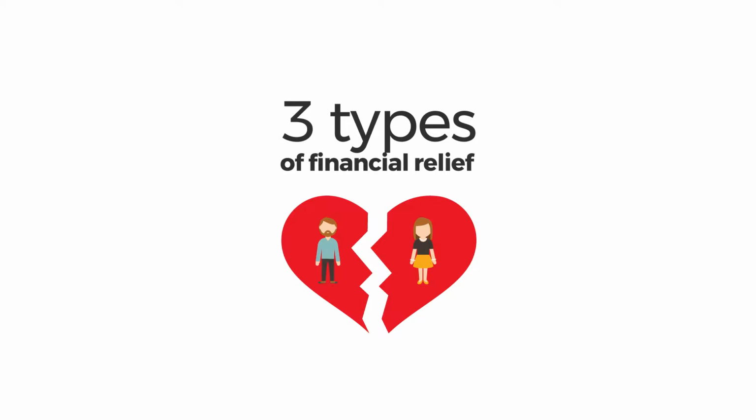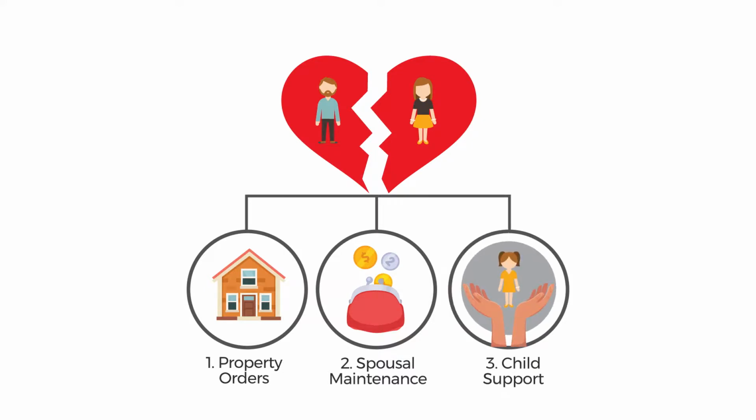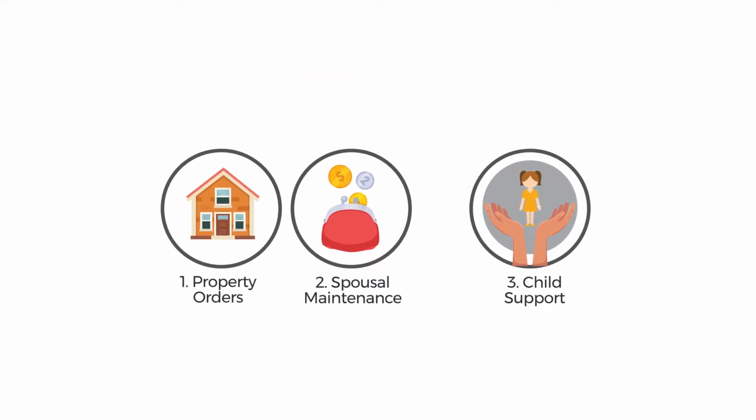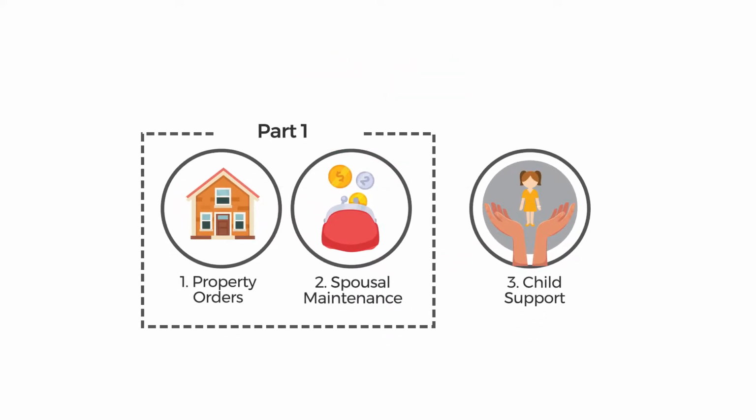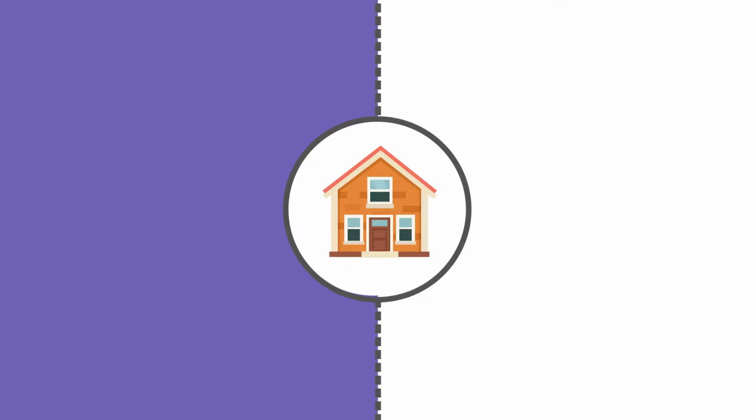In general, there are three types of financial relief available to separating couples: property orders, spousal maintenance, and child support. This particular video will cover property orders and spousal maintenance. Part 2 will cover child support. Property orders generally deal with dividing the parties' property.